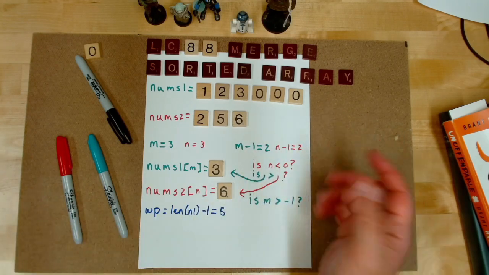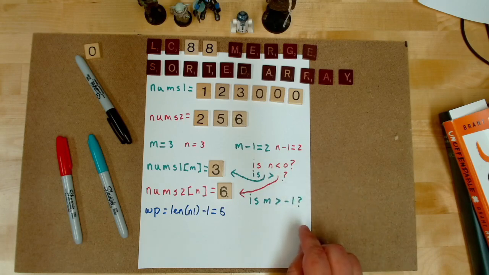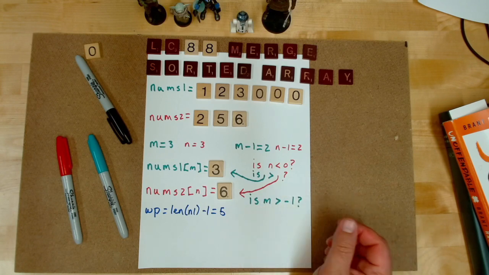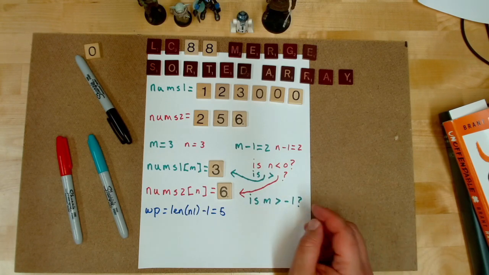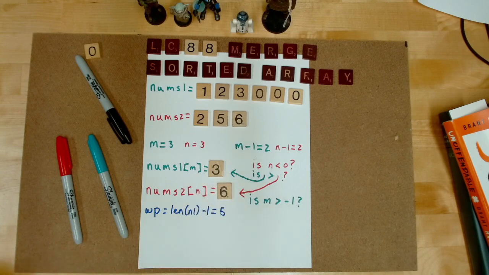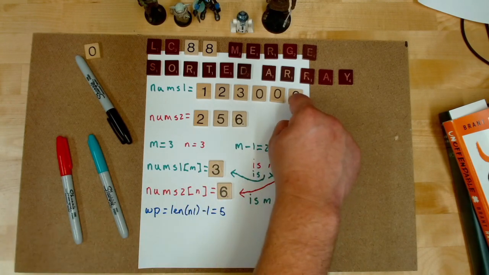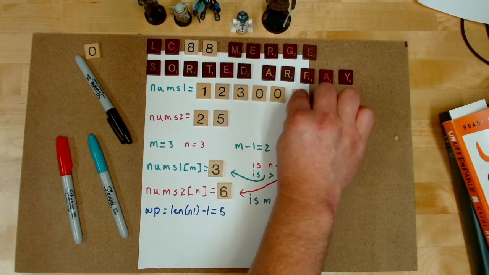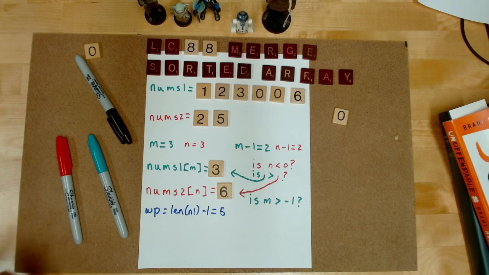So let's do our comparisons. Let's ask our questions here, okay? Is n less than 0? Well, no, it's not. Is m greater than -1? Well, yes, it is. Okay. Is 3 greater than 6? No, it is not. Well, then we're going to put our 6 here. Let's just go ahead and move the 0, put the 6 there. Now, we're going to have to decrement.